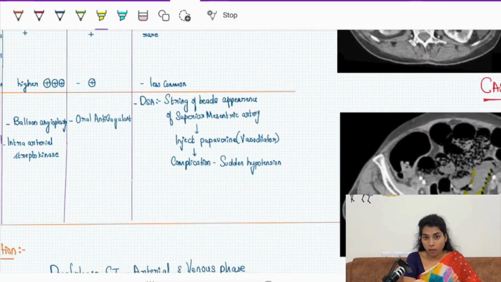There is no thrombus at all, right? So what we do is, we hook the superior mesenteric artery, take a run, and you'll see that the superior mesenteric artery is extremely narrowed, giving a string of beads appearance, right? And then you can inject papaverine, which is a significant vasodilator, and the blood flows back and the bowel loops come back to the normal state.